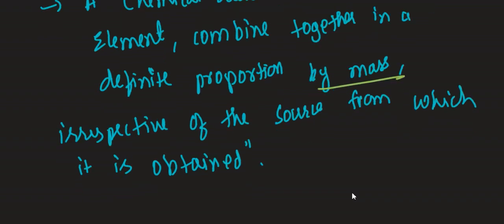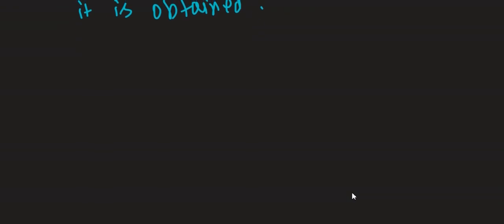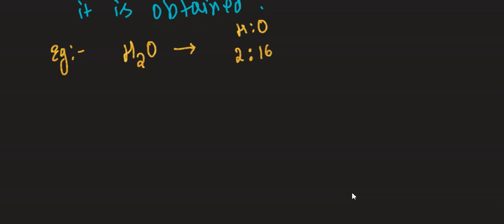So let us try to understand what they are trying to say. For example, if I take H2O, what is the ratio of hydrogen to oxygen, Nana? That is nothing but, what is the weight of hydrogen? 2 grams. Oxygen is 16 grams. If I go for further simplification, do you get a 1 to 8 ratio?